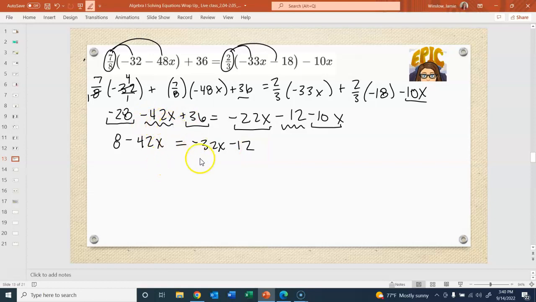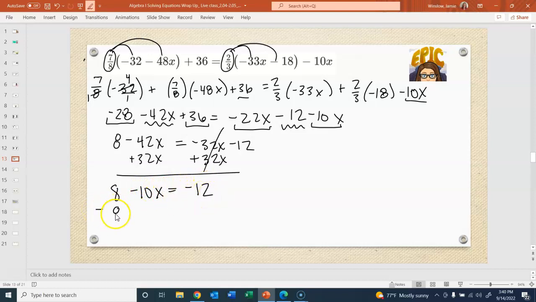Let's move the x's to the left-hand side. This is a minus 32x, so we'll add 32x. And we'll get 8 minus 10x equals negative 12. And then we'll take the 8 over by doing the opposite and subtracting. Negative 10x equals negative 20. Almost done. Divide both sides by negative 10. You get x equals a positive 2. Wow. All of that to get x equals 2.